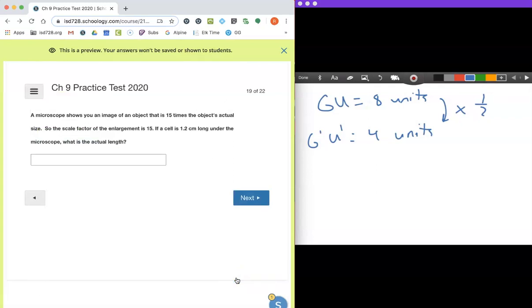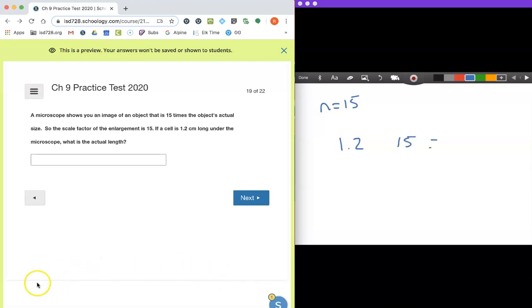Let's see. A microscope shows you an image of an object that is 15 times the object's actual size. So the scale factor of the enlargement is 15. If a cell is 1.2 centimeters long under the microscope, what is the actual length? So I need to take this 1.2 and decide if I should multiply or divide by 15. And that's going to be my question there.